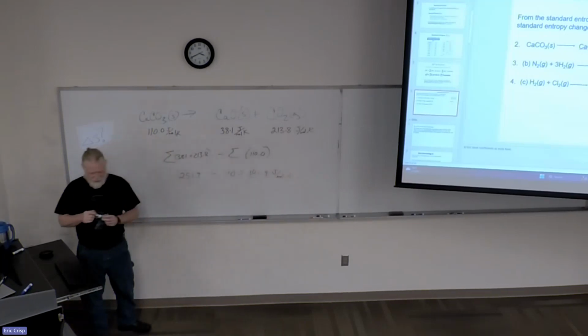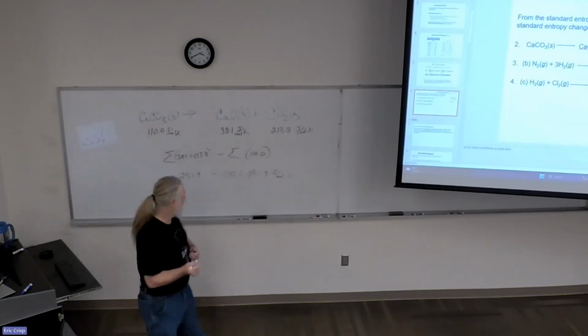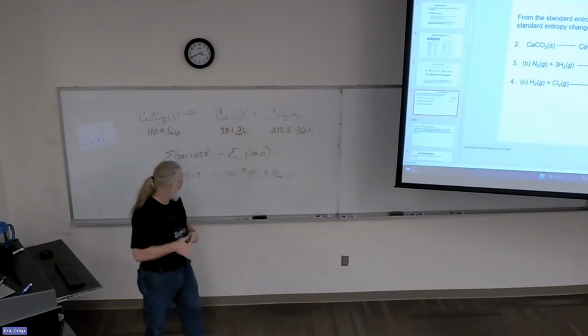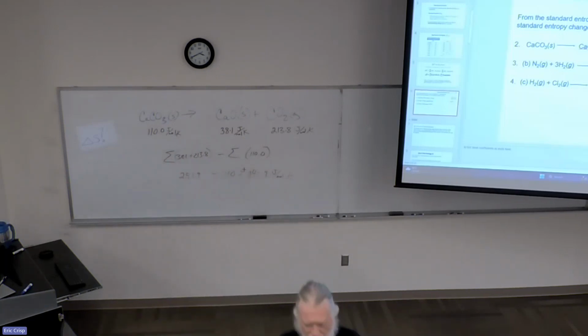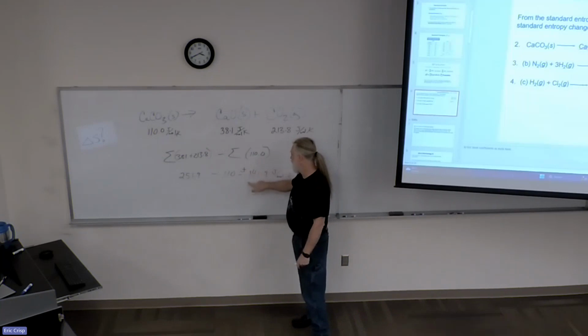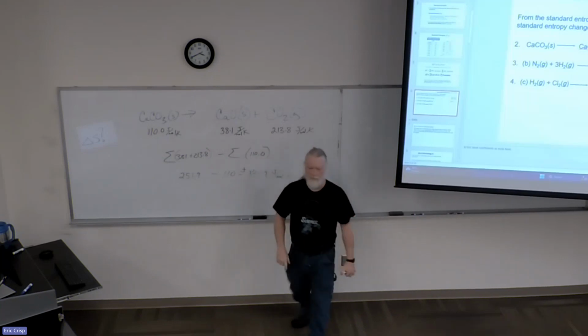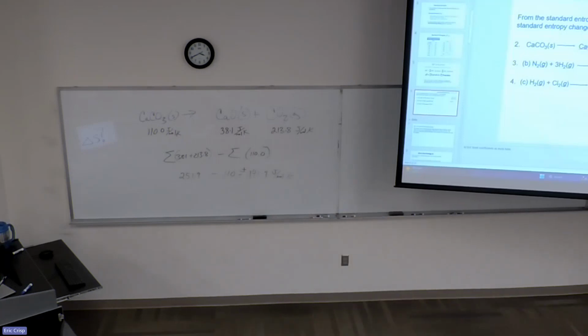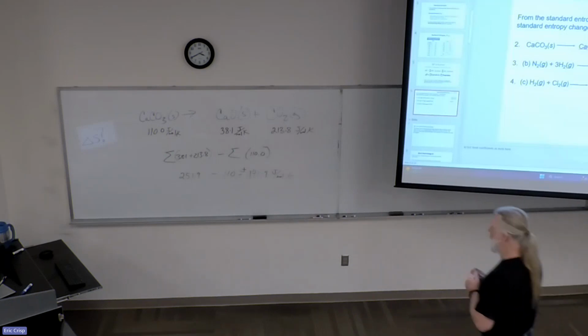Okay, so the entropy change here is a positive 141.9 joules per mole K. What does that tell us? Thinking about the positive specifically, what does it tell us? Just tell us first. Something with entropy. Something with entropy, good. All right, somebody help him out.